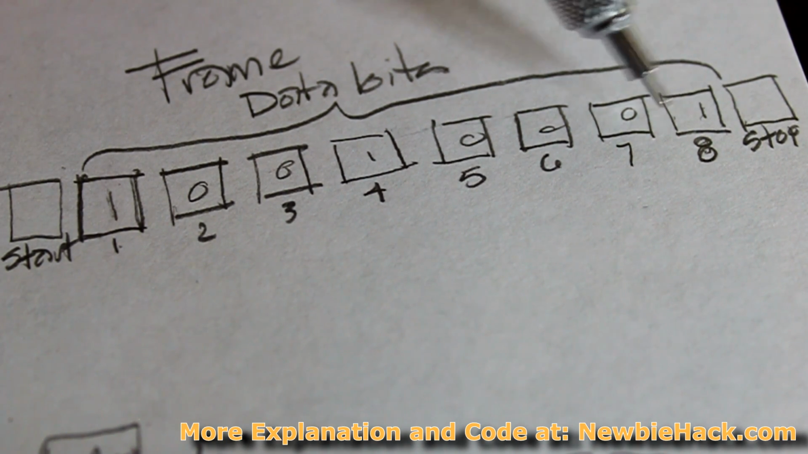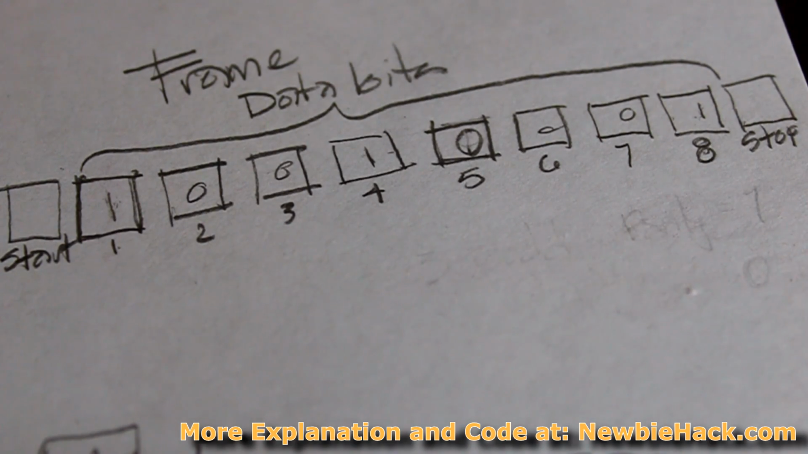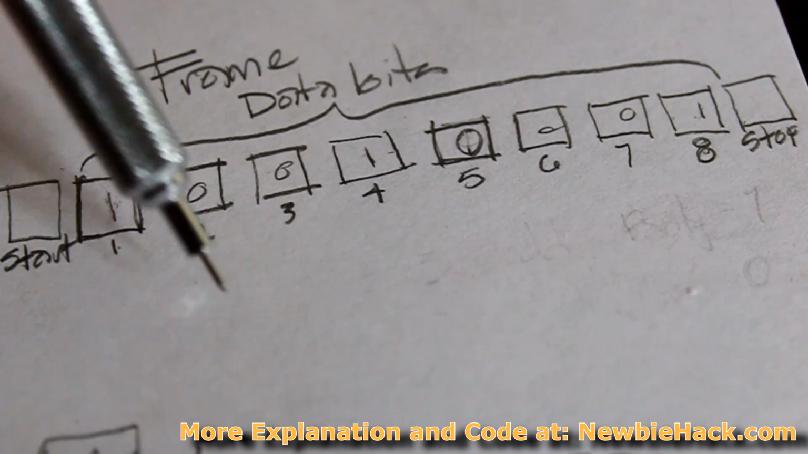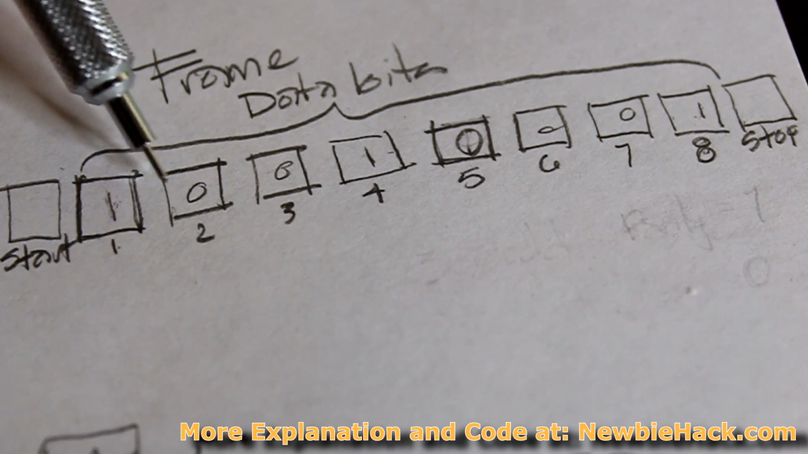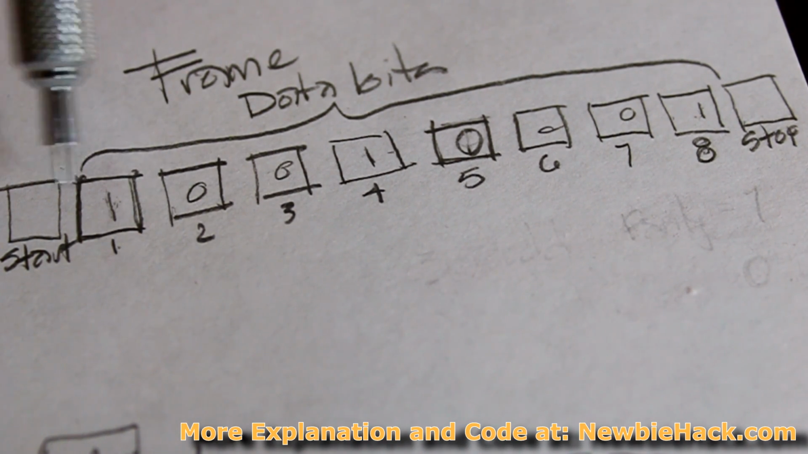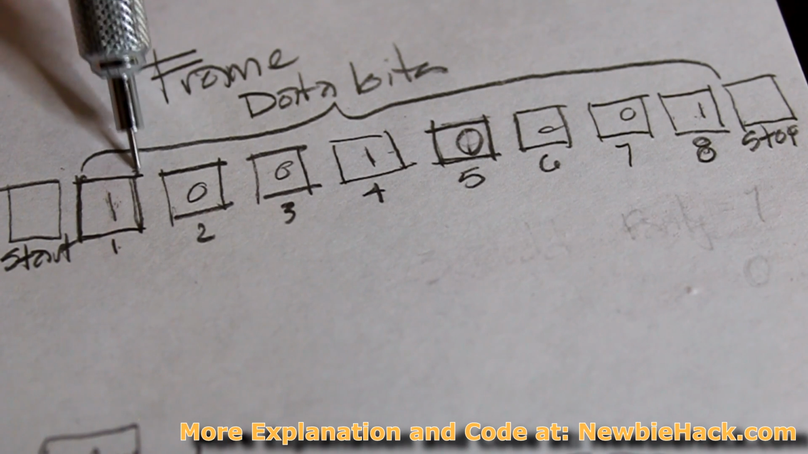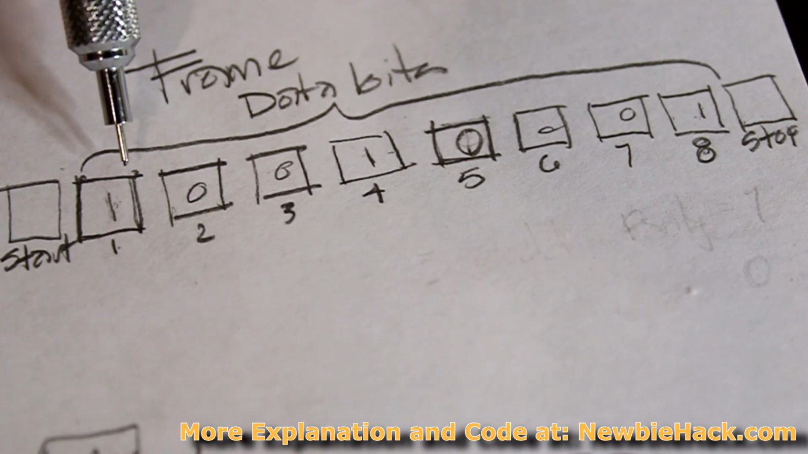It's called the parity bit. There are 2 ways you can set the parity bit in the microcontroller: you can set it to be even parity or odd parity. And let's say we set the parity bit to even parity.